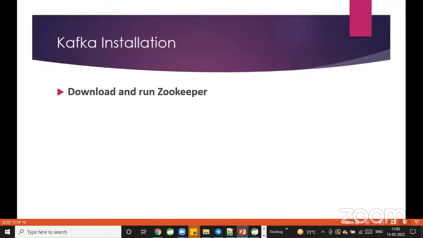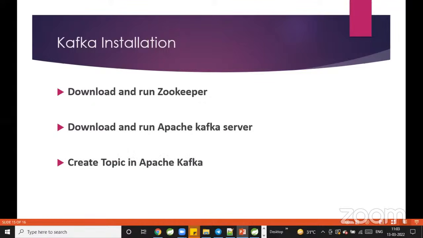Kafka installation. Finally, we came to the practical step. How to install Kafka. In order to install Kafka, first you need to download and run Zookeeper in your system. Then you need to download and run the Apache Kafka server in your system. Then you need to create the topic in Apache Kafka. These are the 3 steps that we need to follow to work with Apache Kafka.